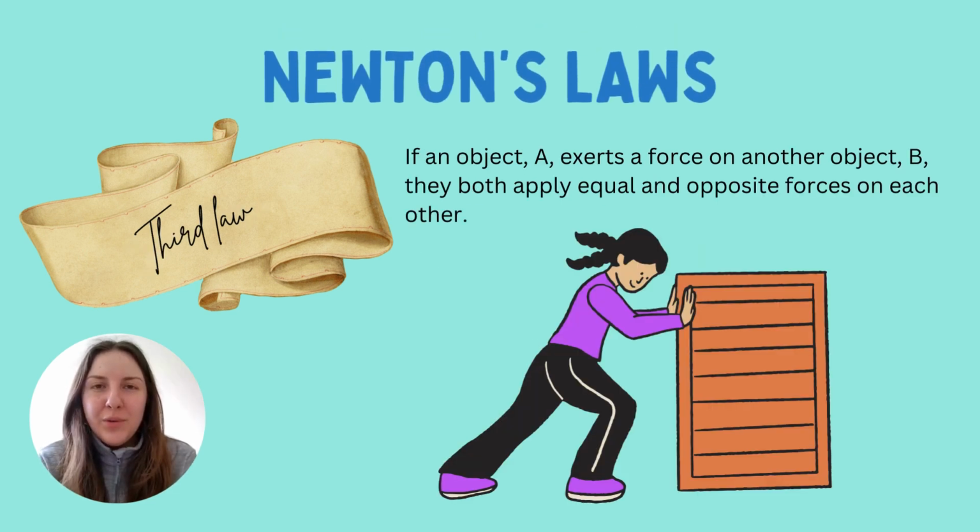Newton's final law, which is called Newton's third law, is if an object A exerts a force on object B, then both of these objects will exert an equal but opposite force on each other. So if you were to push a box, that box is also exerting the same force you're applying on it to you in the opposite direction.